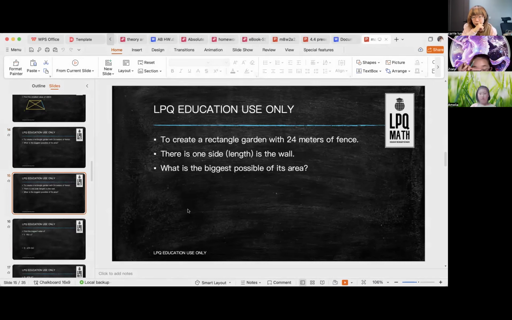Okay, so next take a look at this one. To create a rectangle garden with 24 meters of fence, still the same, but one side is the wall. So in order to create the fence, one side is already the wall. Do we have to do that one? No, you don't have to. Okay, think about it.